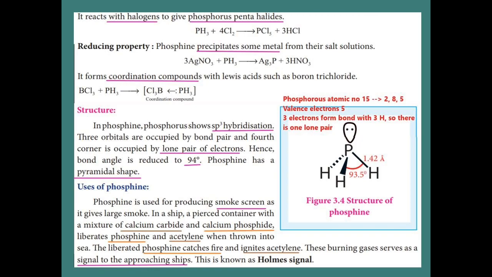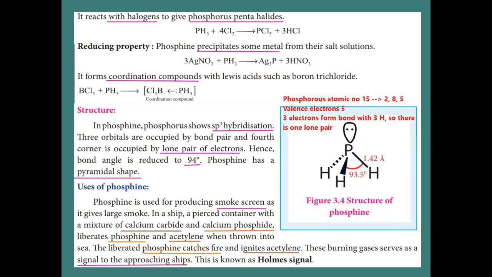Phosphine when reacted with boron trichloride, here the boron contains an empty orbital and phosphine contains a lone pair of electrons. You see in the structure of phosphine, phosphorus contains a lone pair of electrons. That lone pair it donates to boron, because boron contains an empty orbital. So they form a coordinate covalent bond with the boron trichloride. The small arrow mark near phosphine indicates that it is a coordinate covalent bond.